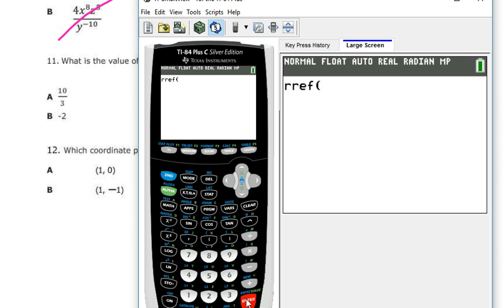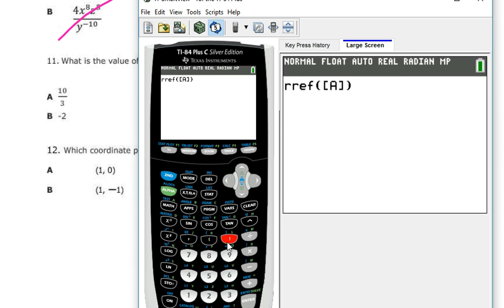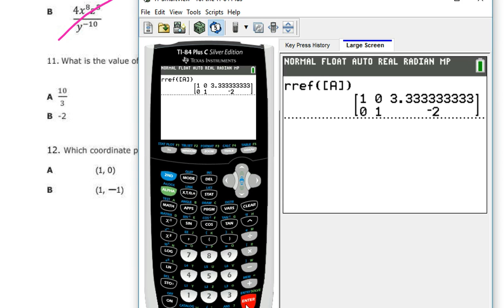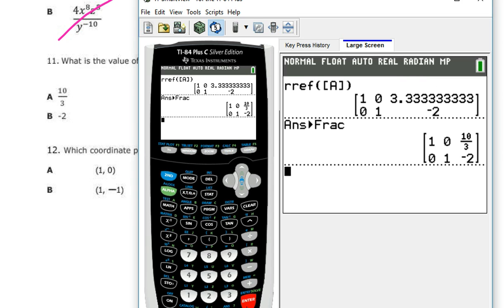So I'm going to hit that one, and then I want to go back to the matrix one more time. I want to select A, close it up, and hit enter. Now remember, we got a decimal. You can go math, enter, enter, and it'll give you a fraction.